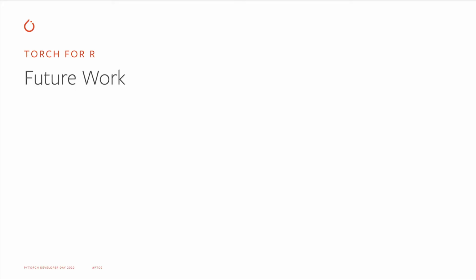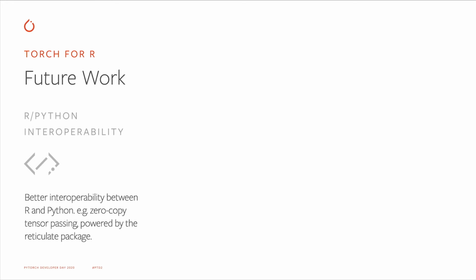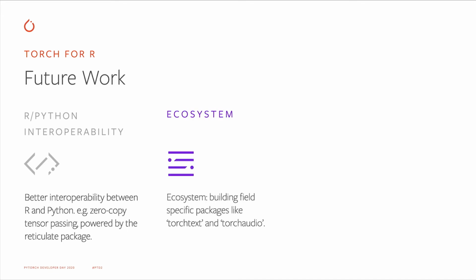Torch for R is still in early development, and we still have a lot of future work. First, it would be great to have better interop with PyTorch. For example, we could make 0 copies when transferring Torch tensors to PyTorch and vice versa. Next, we need to build a larger ecosystem with problem-specific packages like Torch Audio, Torch Text, and Torch Probability.